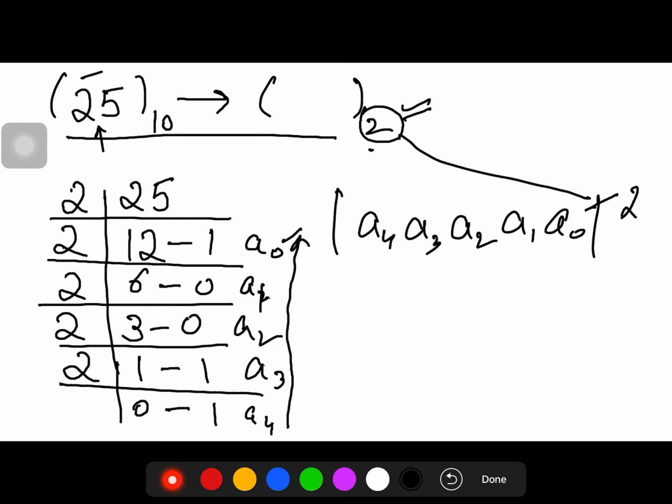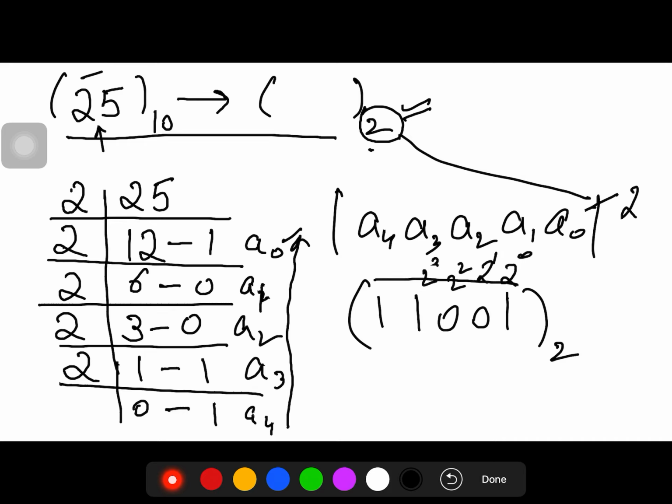Now how to get this binary number? We will write the number from the bottom up, which is 11001. This is the number. Now to check whether we have got the correct answer in binary or not, we will check our answer.